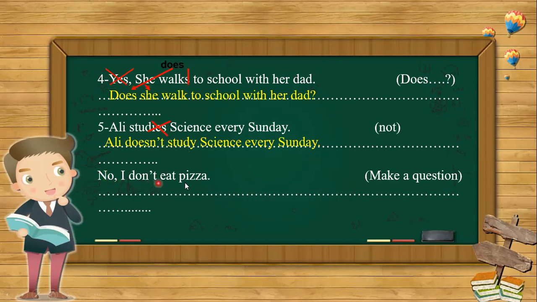Number six. No, I don't eat pizza. Make a question. I see some beautiful answers here. Excellent, Yasin. Excellent, Ahmed, Muhammad. Super, Farah, super, Salah. I love you. You are all excellent. So what will be here? I will cross no and not. I will make the scissors. It will be, do you eat pizza? Excellent, all of you.